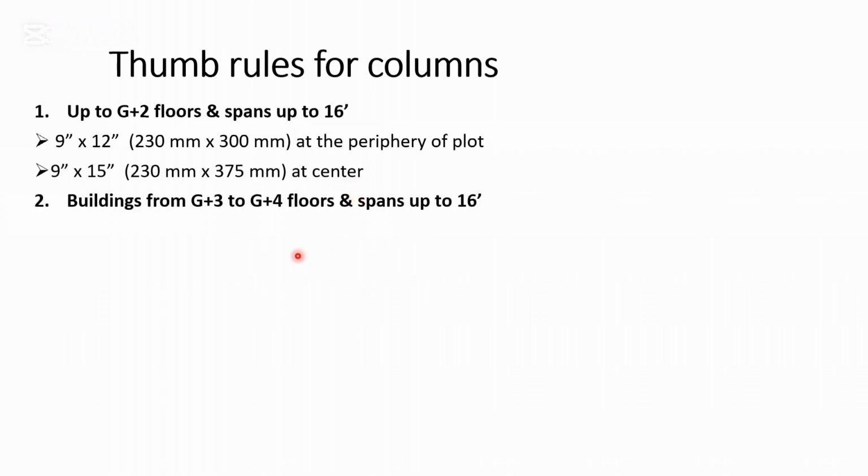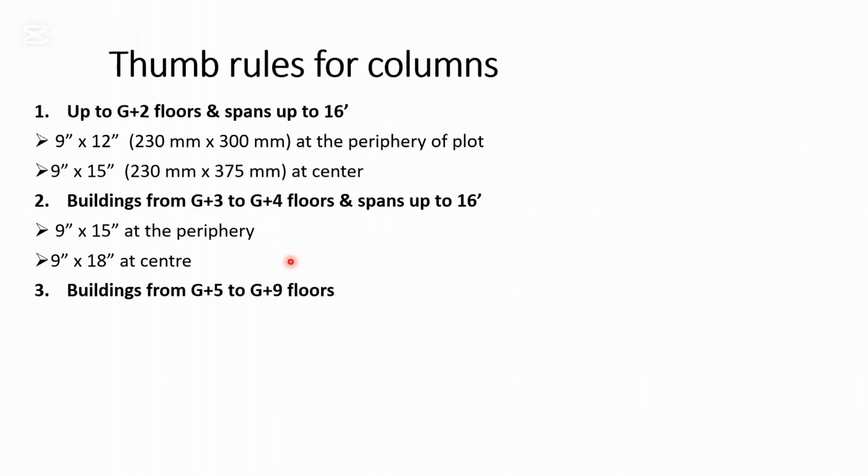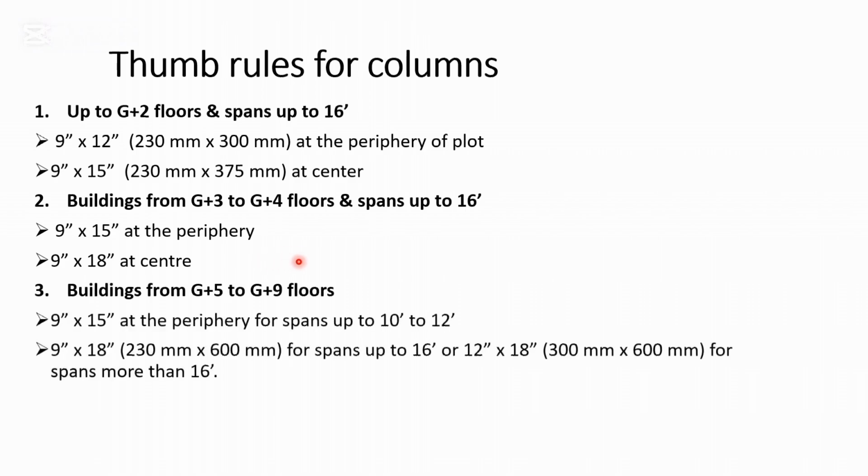Now coming to the buildings from G+3 to G+4 floors and spans up to 16 feet, you may consider 9 inch by 15 inch columns at the periphery and 9 inch by 15 inch columns at the center. If your building is from G+5 to G+9 floors, you can consider 9 inch by 15 inch columns at the periphery for spans up to 10 feet to 12 feet and 9 inch by 18 inch columns for spans up to 16 feet and 12 inch by 18 inch columns for spans more than 16 feet. We will use these thumb rules for our live project.